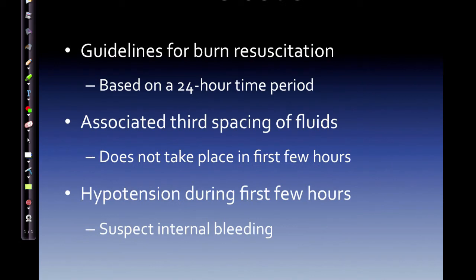Evaluation. The guidelines for burn resuscitation are based on a 24-hour time period. Associated third spacing of fluids does not take place in the first few hours. If we do get hypotension during the first few hours, suspect the patient has internal bleeding.